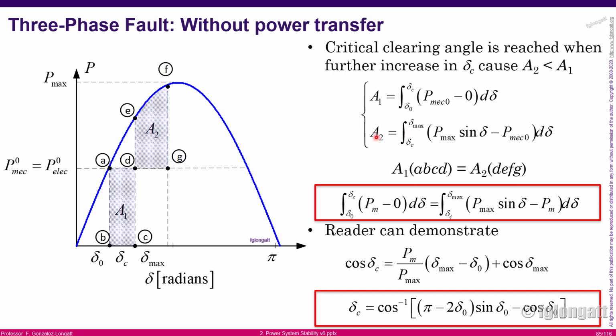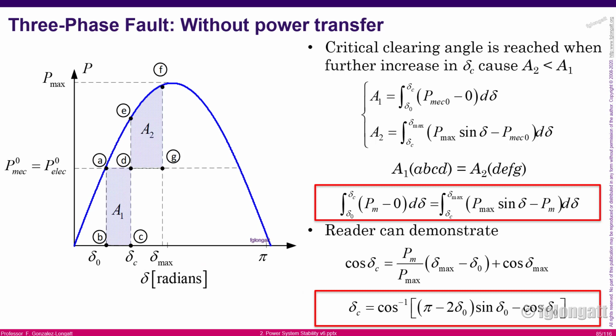And the area 2 is also extremely simple. The area 2 is defined between delta C and delta max, and you can see over here on the top, this is the electrical power, and the points between D and G are defined by the mechanical power, okay? Now, if we want stability, the area 1 should be equal to the area 2. And then we have here two interesting and two beautiful integrals.